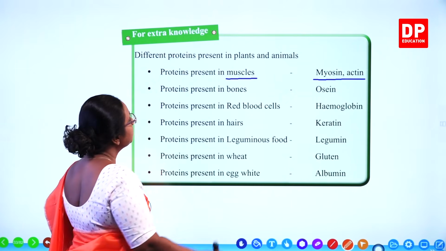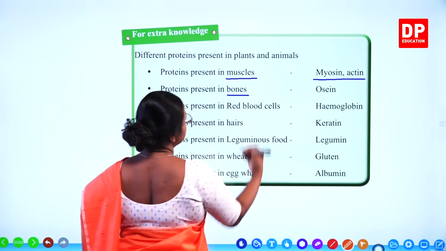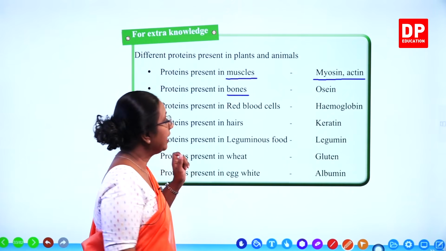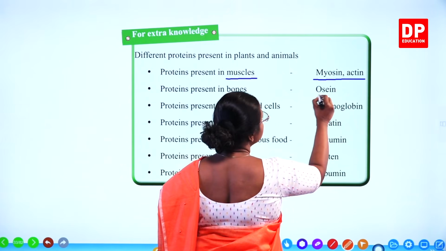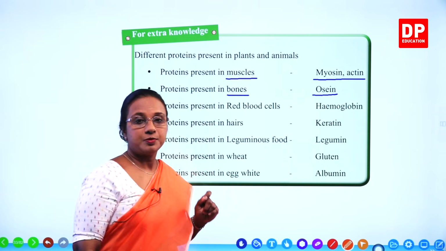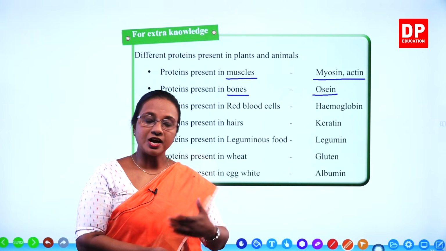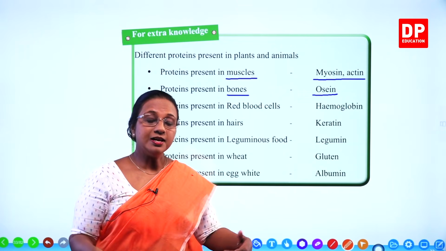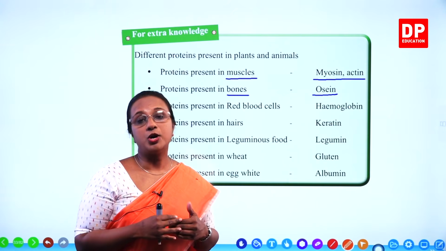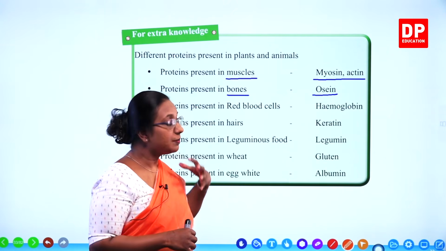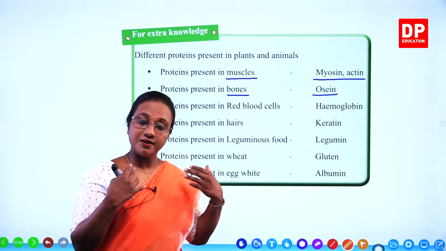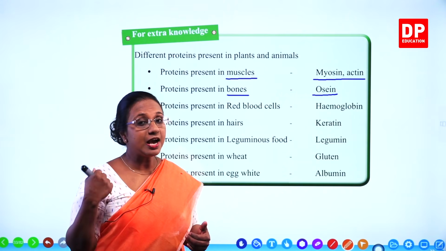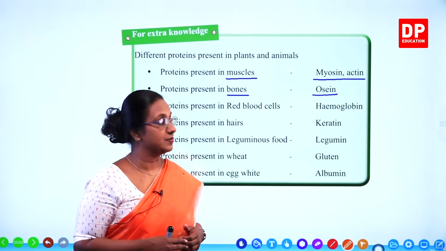Then the next type of protein is present in bones. In bones, there is osseine. Osseine is a protein that gives the structure and the strength to the bones, which provide a structure for the body. With the presence of bones only, we have a certain shape and we are able to move our limbs.